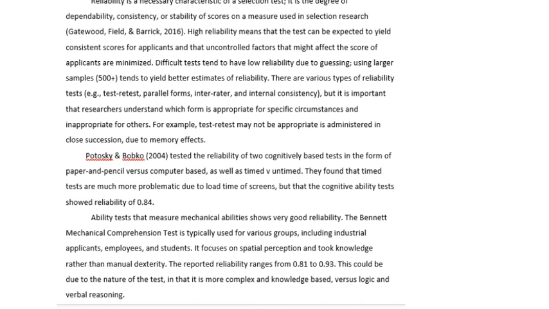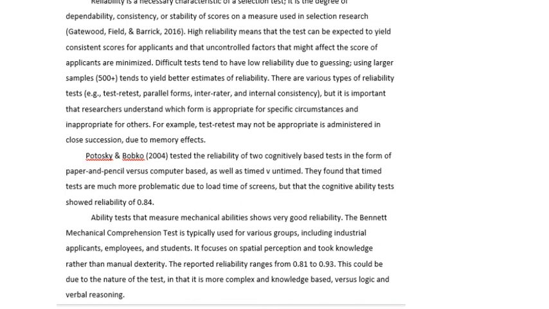Potosky and Bobko in 2004 tested the reliability of two cognitive-based tests in the form of paper and pencil versus computer-based, as well as timed versus untimed. They found that timed tests are much more problematic due to load time of screens, but the cognitive ability tests show reliability of 0.84. Ability tests that measure mechanical abilities show very good reliability.